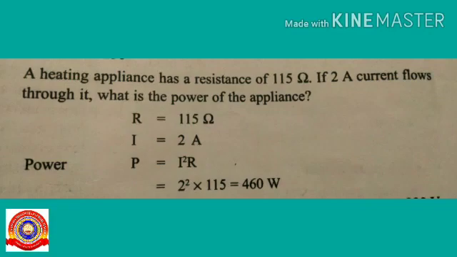So the data given here are resistance and current. Which equation do we have to apply here? P equals I square R. So 2 square into 150. By simplifying, we got the answer 460 watt. So from the equations, first we have to find out the data given in the question. After writing the data, we have to apply the correct equation.